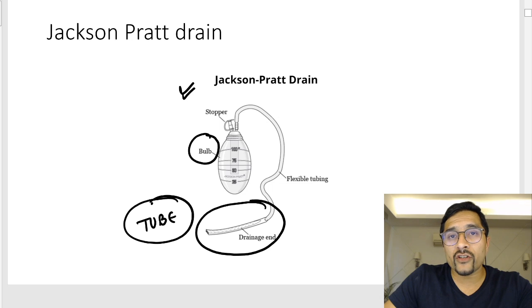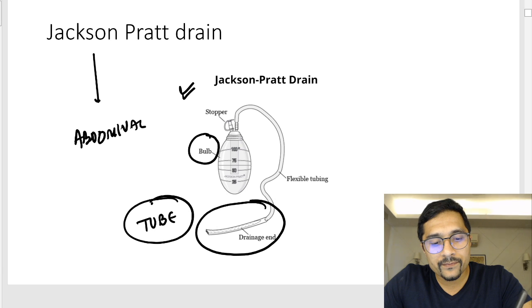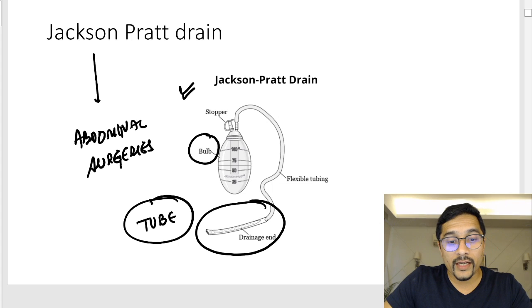This is a flat drainage end, and Jackson-Pratt drain can be used after abdominal surgeries as well. This can be used following abdominal surgeries. So you should know about these drains also.